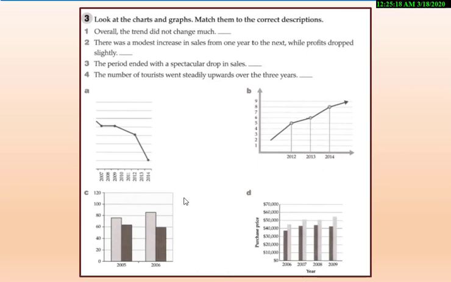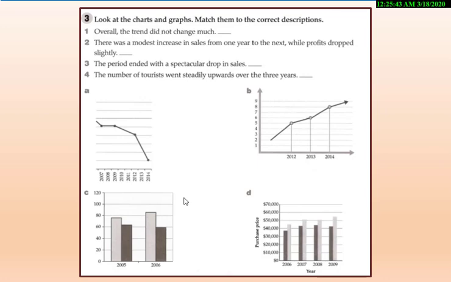Exercise number 3 in your workbook. Look at the charts and graph. Match them to the correct descriptions. Number 1. Overall, the trend didn't change much. Number 2. There was a modest increase in sales from one year to the next, while profits dropped slightly.